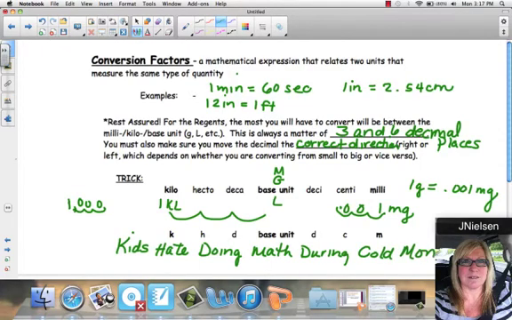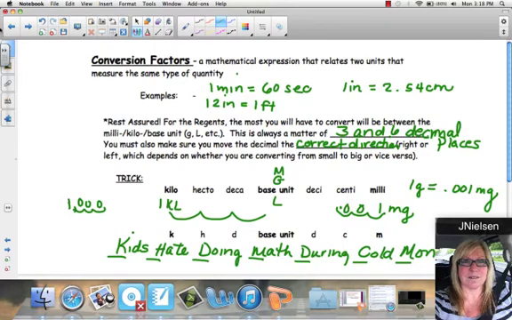And this will help you remember the order. Each letter of the word stands for something. Kids is kilo, hate is hecto, doing is deca. Math is your base unit. You could think of it as meter. During is deci, cold is centi, and M is milli.